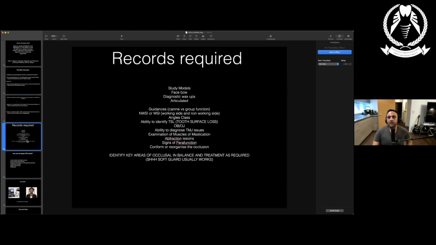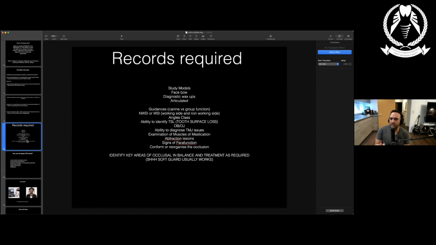Well, technically, on implant cases you need a set of study models, which could be digital. You need a face bow and a diagnostic wax-up of your final tooth. These need to be articulated. You need to record the guidances of your patients. So you need to look at whether they're canine or group function, which particular teeth they're functioning on when they're going left to right.